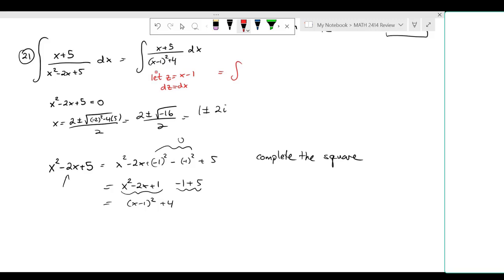What is x then? x would be z plus 1. So x plus 5 becomes z plus 1 plus 5. And then we have z squared plus 4, if this is the way you want to do it.